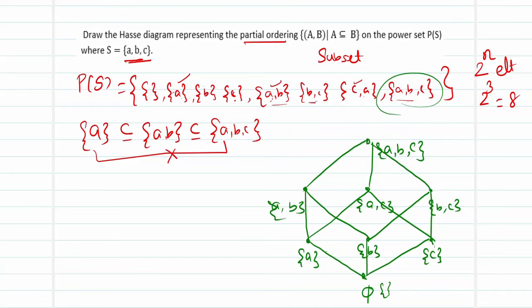So this diagram which we have finally is going to be our Hasse diagram that represents the relation subset defined on the power set P(S) of {a, b, c}.